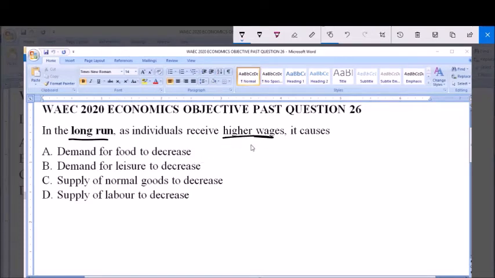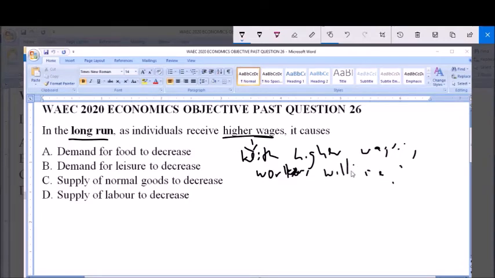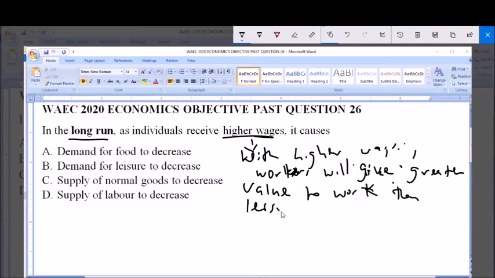Now, when there are higher wages, what happens is that workers will give greater value to work than leisure. This is because, of course, there is more benefit to working than leisure. So as time progresses, people will begin to prioritize work over leisure.